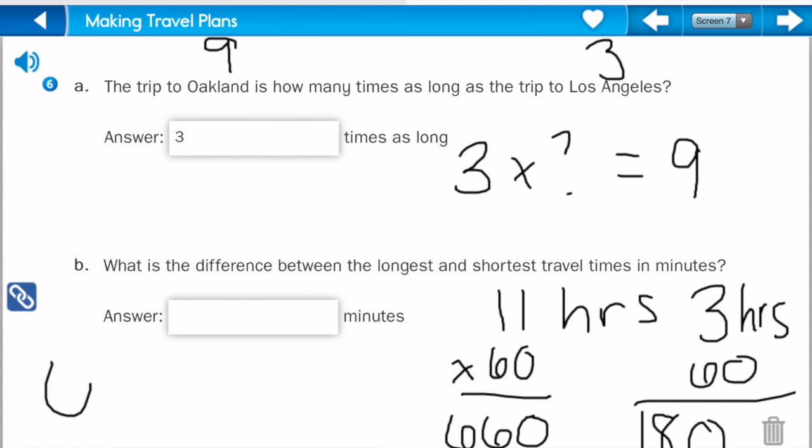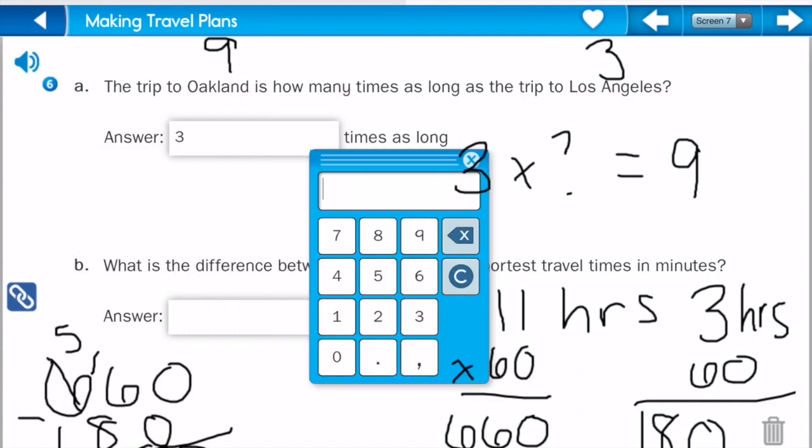So what I'm going to do is take 660, and I'm going to subtract 180 to find my answer. 0, you can't take 8 away from 6, so I get 16. So then I get 8, and I subtract and I get 4. Sorry, this is messy, guys. So my answer is 480.